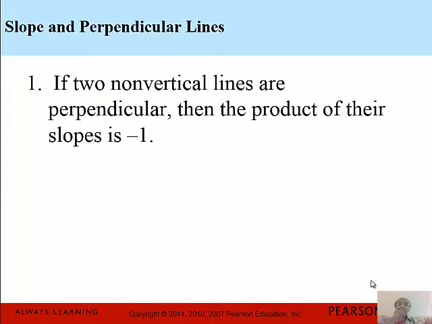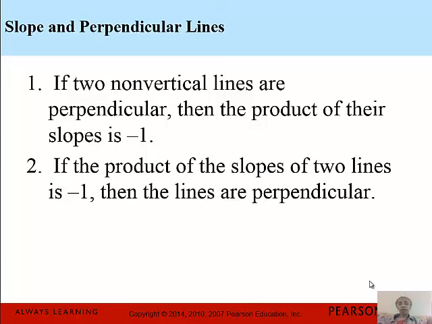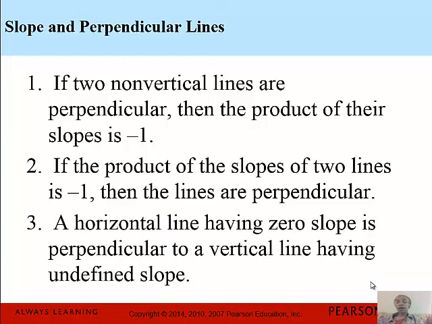So let's talk about slope and perpendicular lines. If two non-vertical lines are perpendicular, then the product of their slopes is -1. If the product of the slopes of two perpendicular lines is -1, then the lines are perpendicular. A horizontal line having 0 slope is perpendicular to a vertical line having undefined slope.